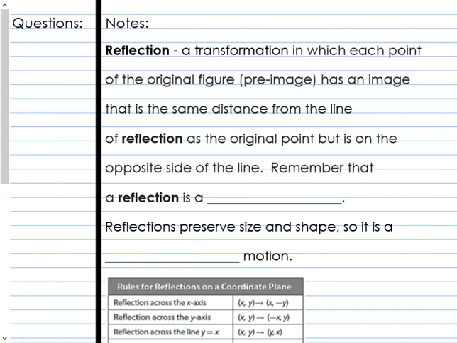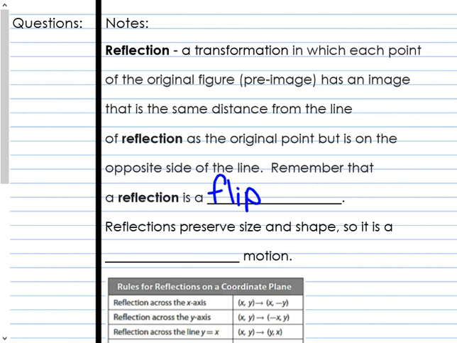Don't forget, reflection is a type of transformation, and it is specifically a transformation in which each point of the original figure, called the pre-image, has an image that is the same distance from the line of reflection as the original point, but it is on the opposite side of the line. You probably learned back in elementary school that a reflection is called a flip. Okay? A reflection is a flip.